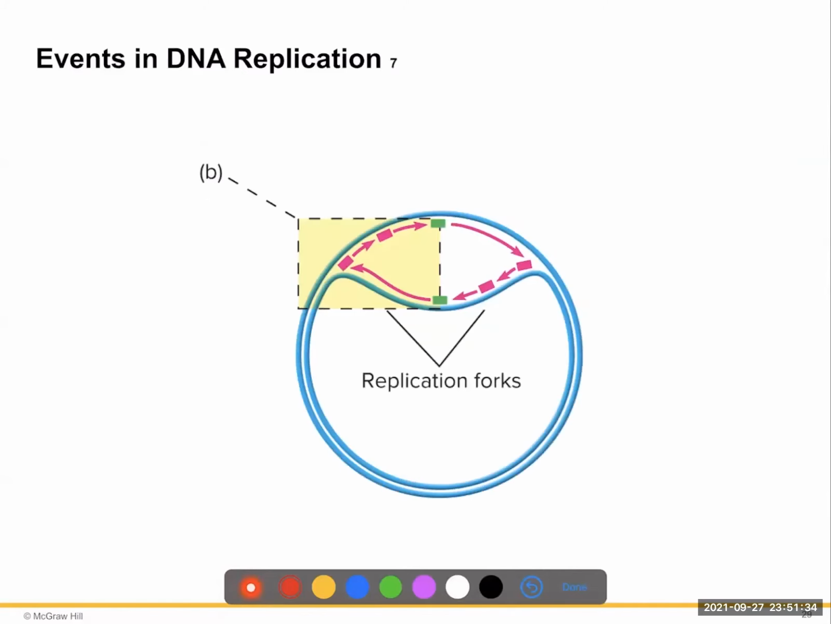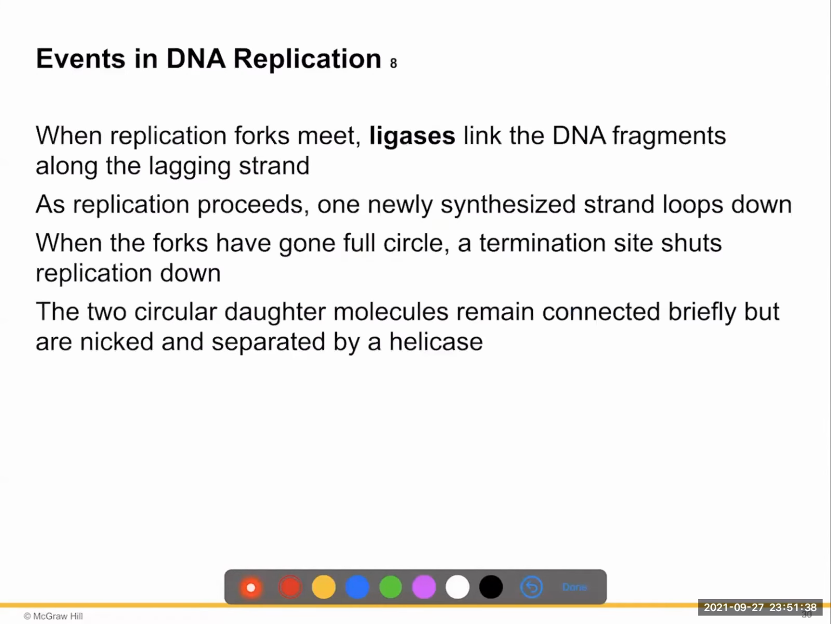So there's your replication fork. The DNA starts to unzip. When the replication fork meets, ligases link the DNA fragments along the lagging strand. As the replication proceeds, only the newly synthesized strands move down, but the template DNA stays up. When the forks have gone the full circle, a termination site shuts the replication down because it's duplicated.